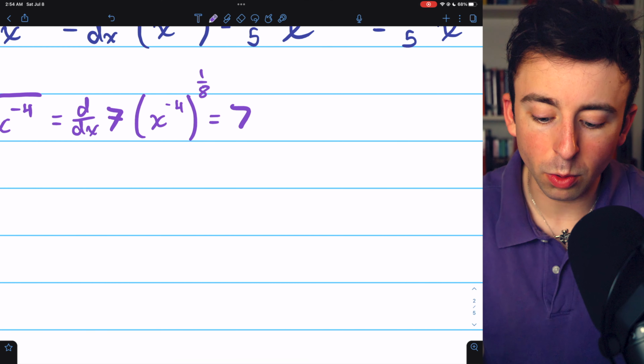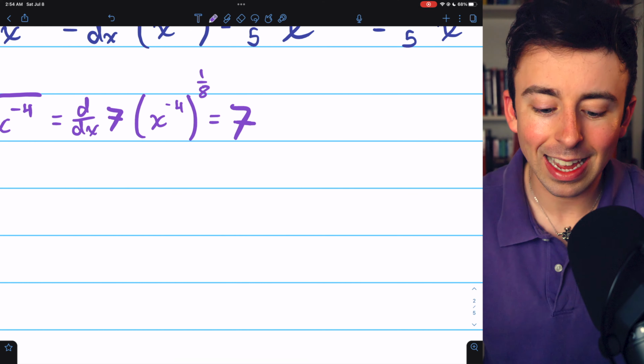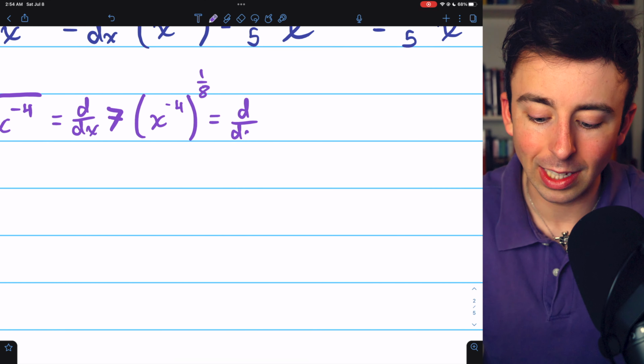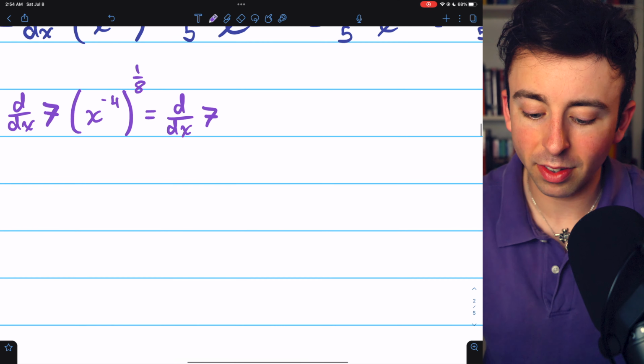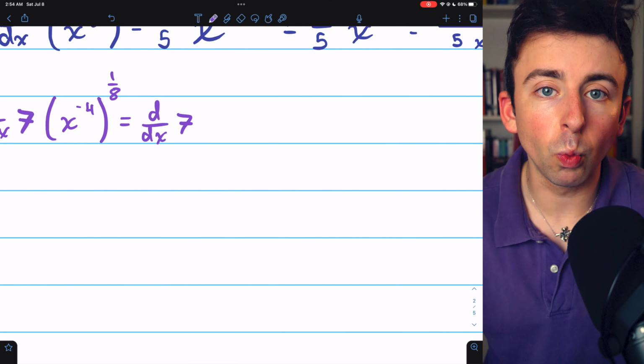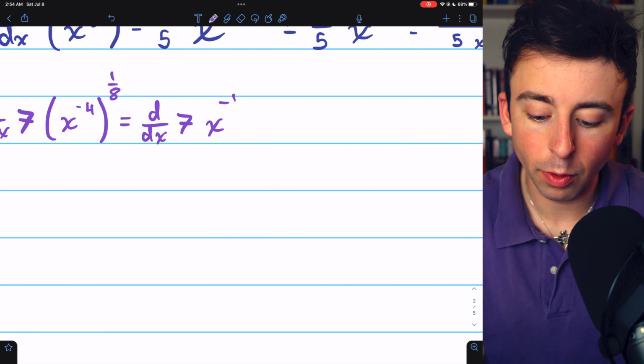If you want, you could also take the 7 out of the derivative. The derivative of 7 times a thing is the same as 7 times the derivative, but I don't care. I'm just going to leave the 7 in there. This is the derivative of 7 times, multiply those exponents. Negative 4 times 1 over 8 is negative 4 over 8, which is actually negative 1/2.